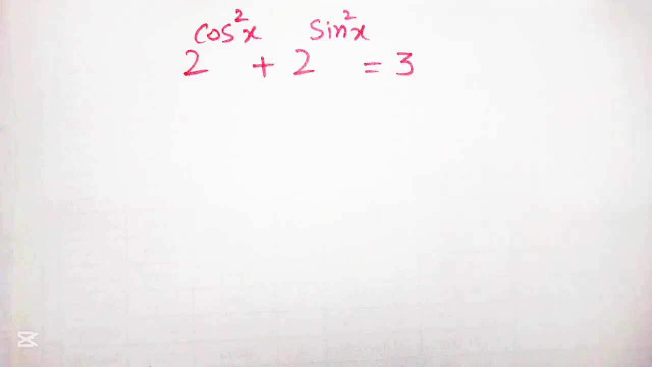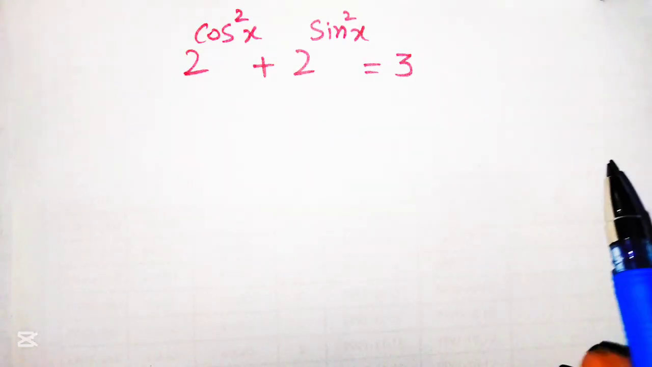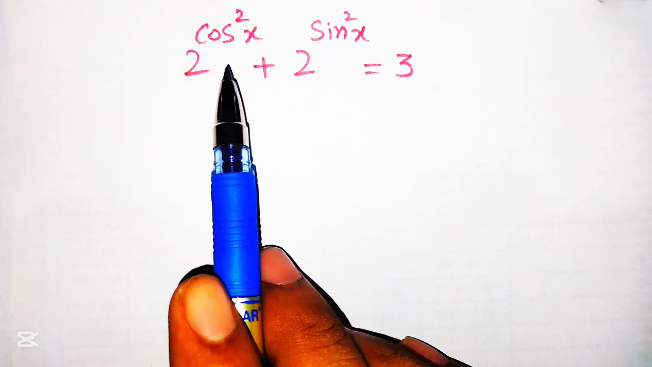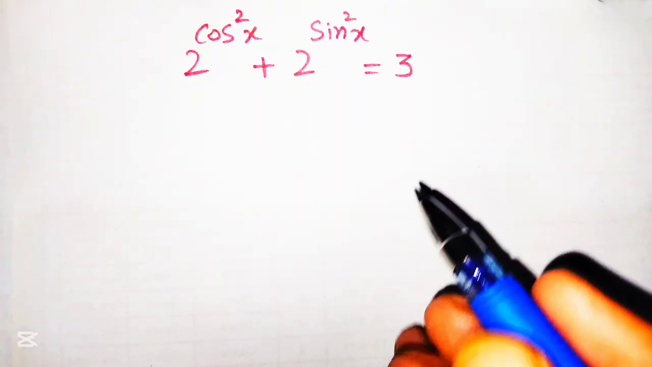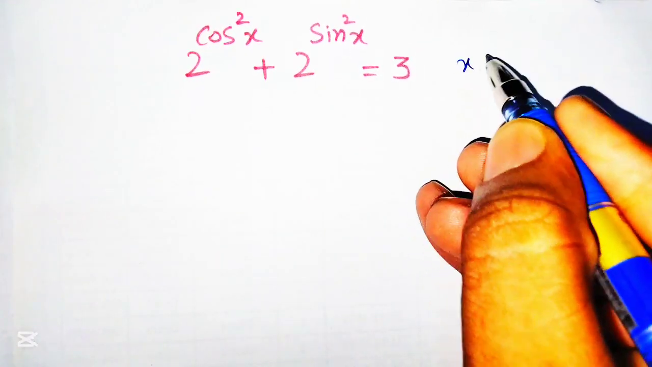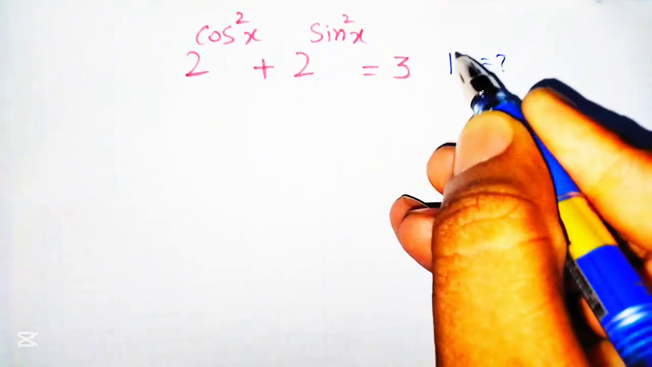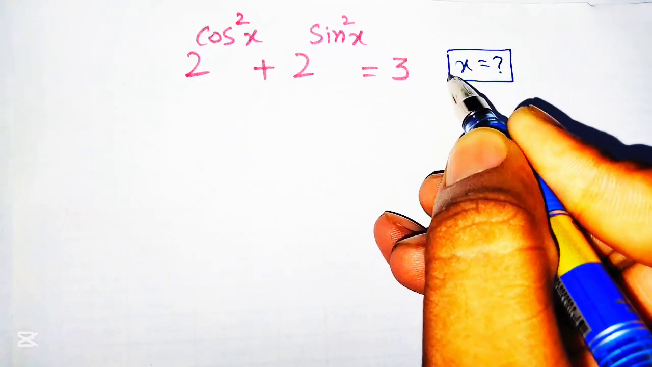Today we are given a very nice trigonometric equation, which is 2 raised to power cosine square x plus 2 raised to power sine square x is equal to 3, and we have to find the value of x. All values of x we have to find in this question.